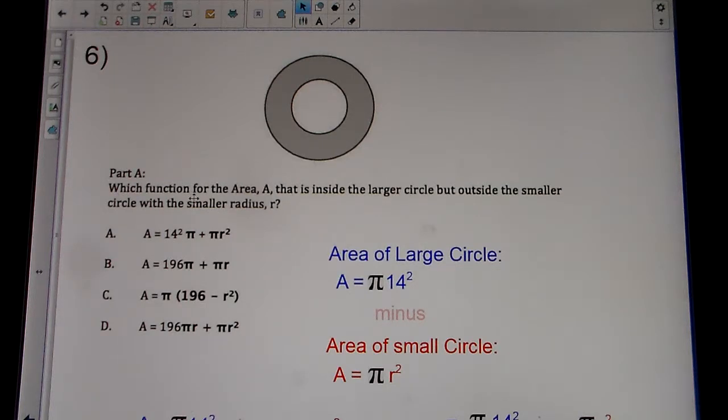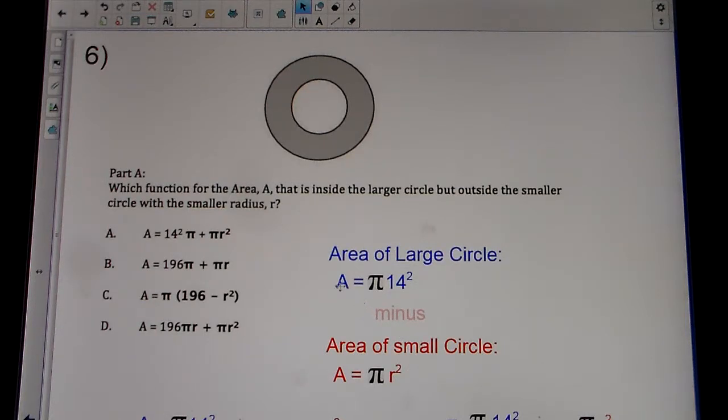Part A, which of the functions for the area A that is inside the larger circle but outside the smaller circle with the smaller radius of r? So our goal is to figure out which one of these functions could represent us finding the area of this shaded region of the donut. So we already know, like we've been practicing, the area of the large circle minus the area of the small circle.